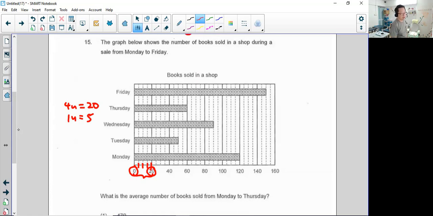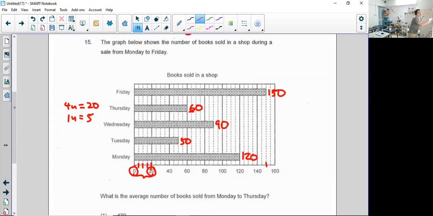So Friday will be how many? Friday will be in the middle here, which is 150, right? 150. And then Thursday will be 60, right? 60. And then your Wednesday will be 90, all right, 90, and then your Tuesday will be 50, and then your Monday will be 120. So this is the first thing that you must do, to put the numbers on the bar graph. So what's the average number of books sold from Monday to Thursday?